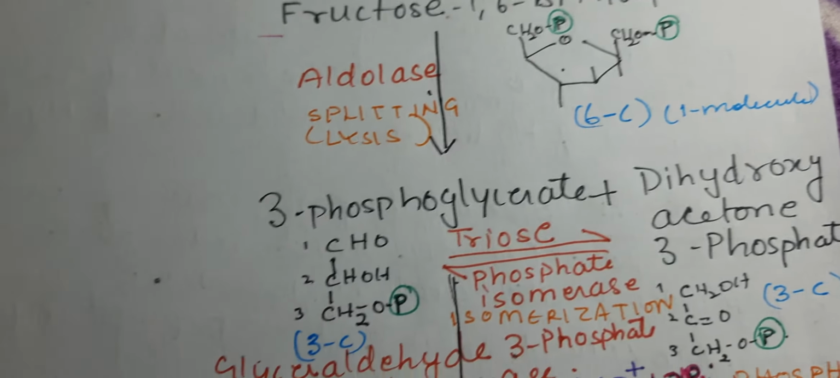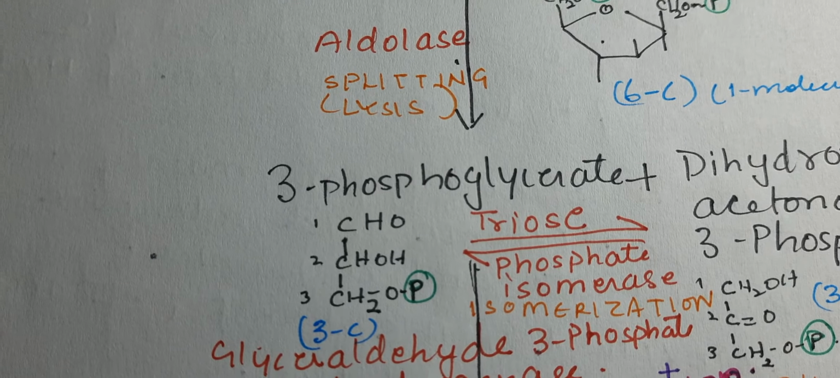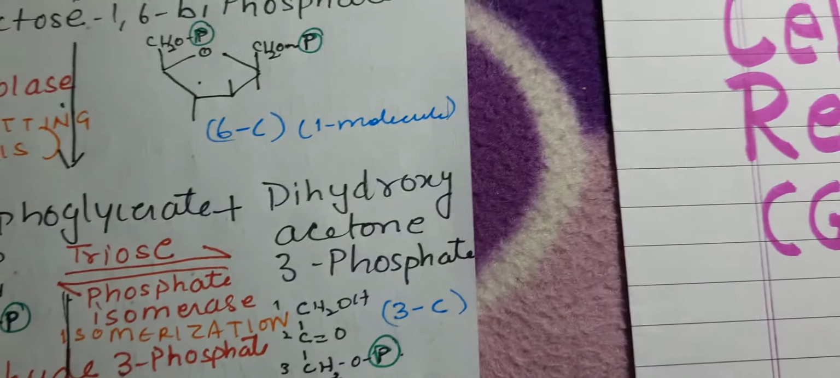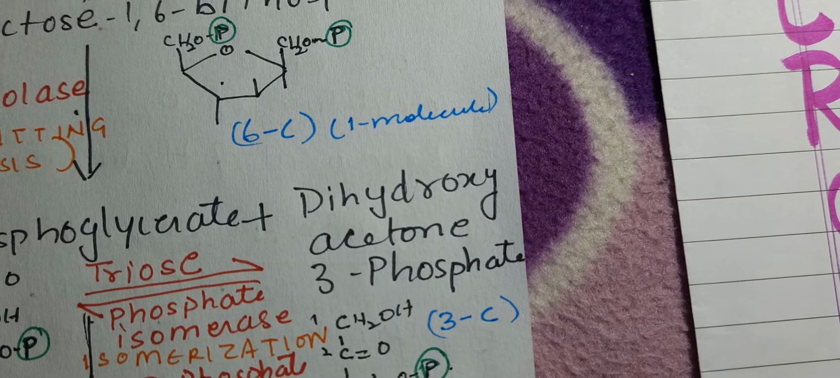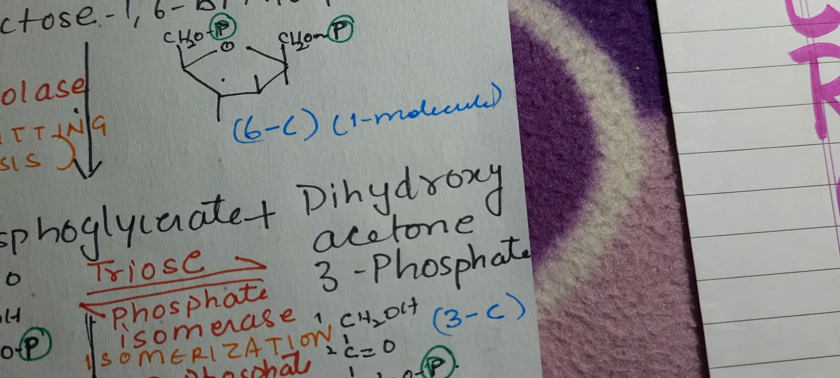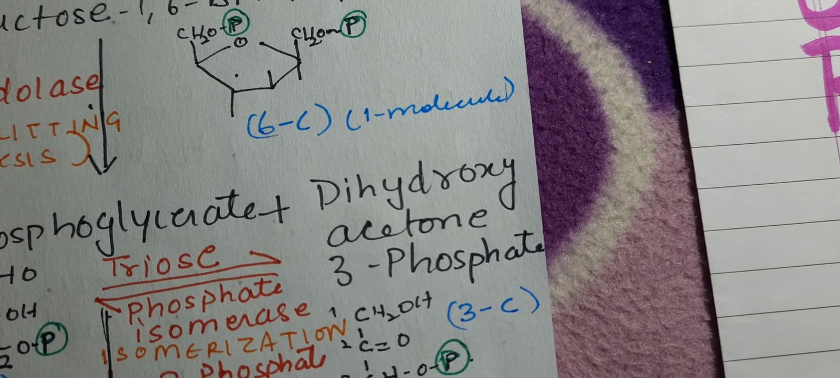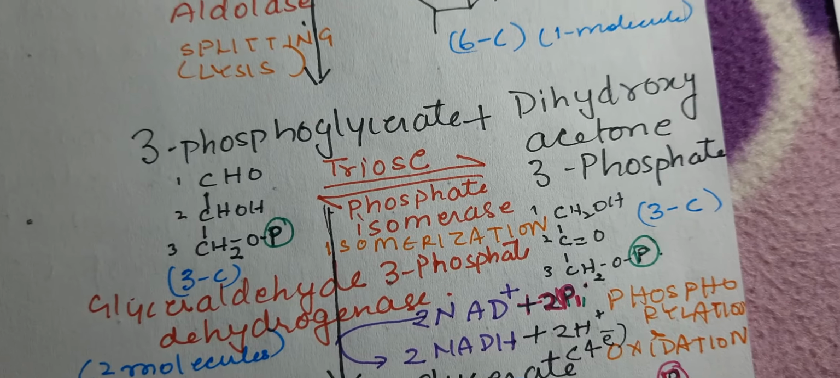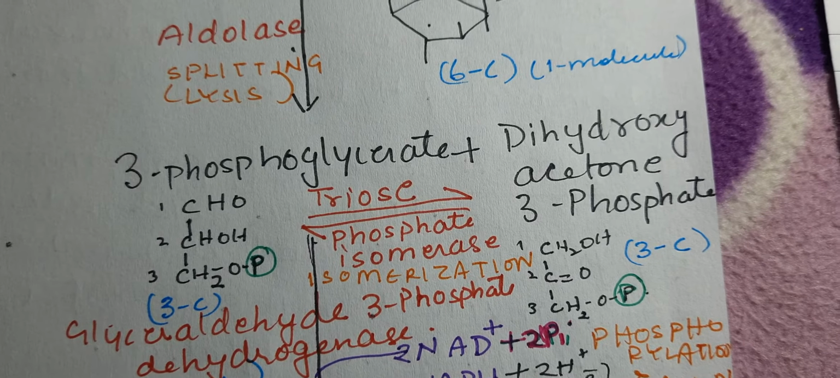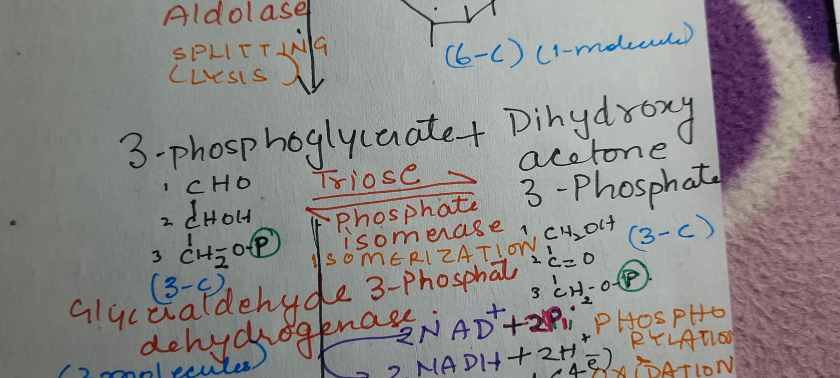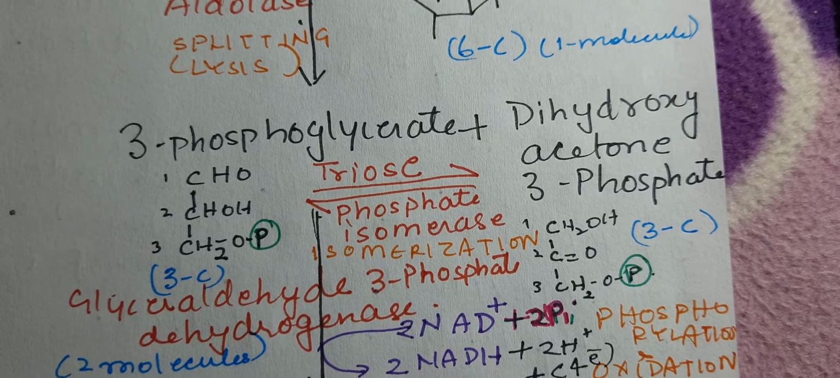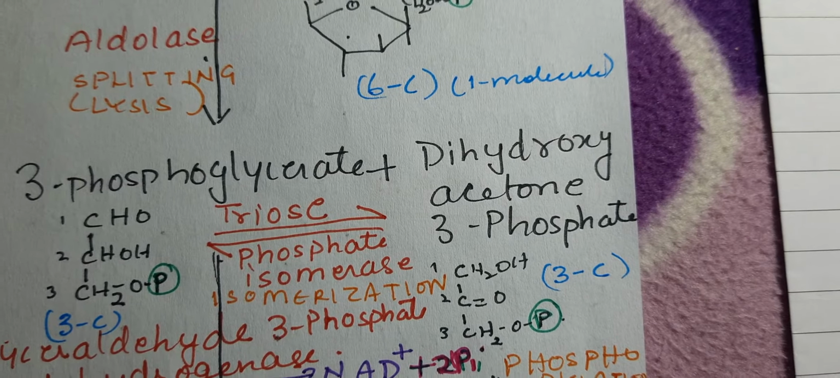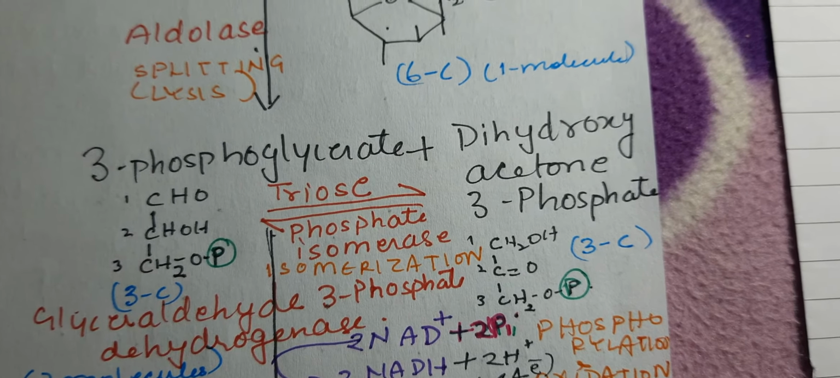One of the 3 carbon molecules is glyceraldehyde 3-phosphate. We have already discussed the structure in biomolecules. And another 3 carbon compound is dihydroxyacetone phosphate, which we have already discussed in carbohydrates, okay. So when they are split into two different molecules, you can say glyceraldehyde 3-phosphate and dihydroxyacetone phosphate are formed. Now what is happening over here?